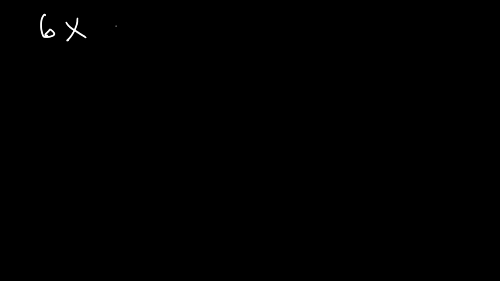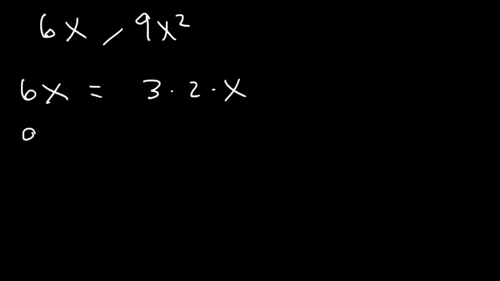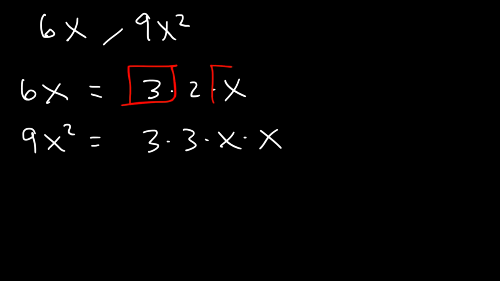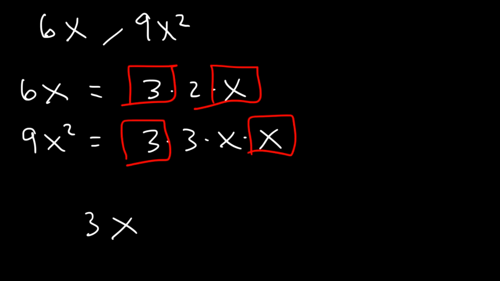Let's try this one, 6x and 9x squared. What's the GCF? So we could factor 6x into 3 times 2 times x. 9x squared is 3 times 3 times x times x. So these two terms have 3x in common. So that's going to be the GCF between 6x and 9x squared. It's 3x. Now let's spend a few moments simplifying fractions.